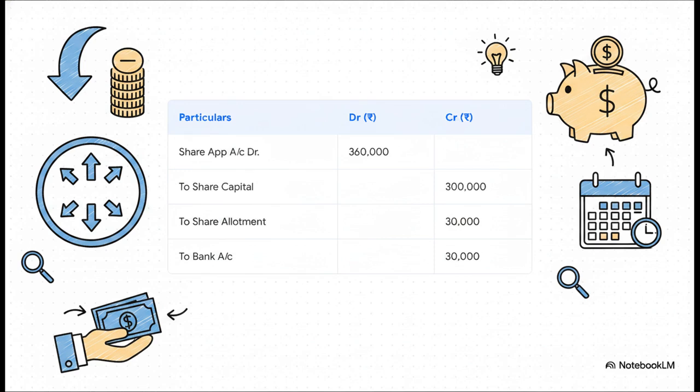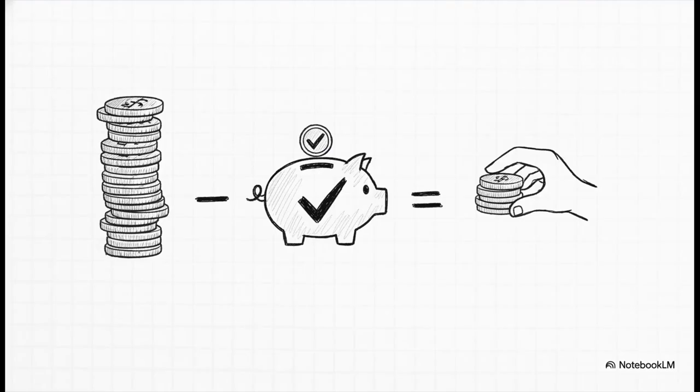Next, what about our pro-rata folks? They applied for 6,000 but got 5,000. That's 1,000 shares of excess money. We don't return it. Instead, we transfer 1,000 times 30, which is 30,000 rupees straight into the share allotment account. Finally, those 1,000 applicants we flat out rejected, unke paise unhe wapas de do. We credit the bank account by 30,000 rupees to refund them. Simple, right?